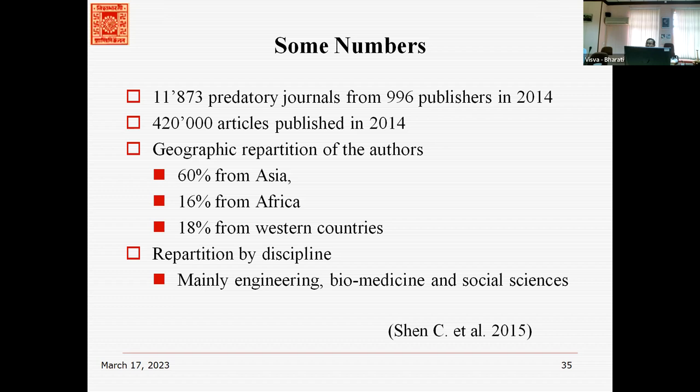And most of the disciplines from where this type of publication is coming out are engineering, biomedicine, and social science. So social science, you know, is a subject that covers lots of disciplines, and from these disciplines, the maximum number of predatory publishing is from this discipline.